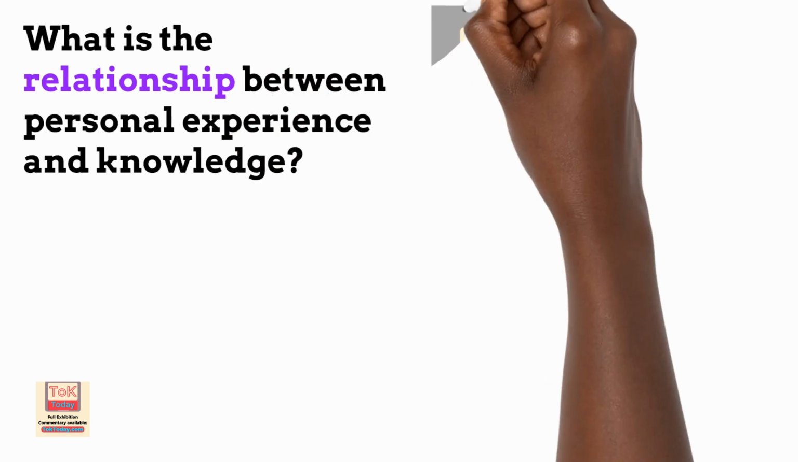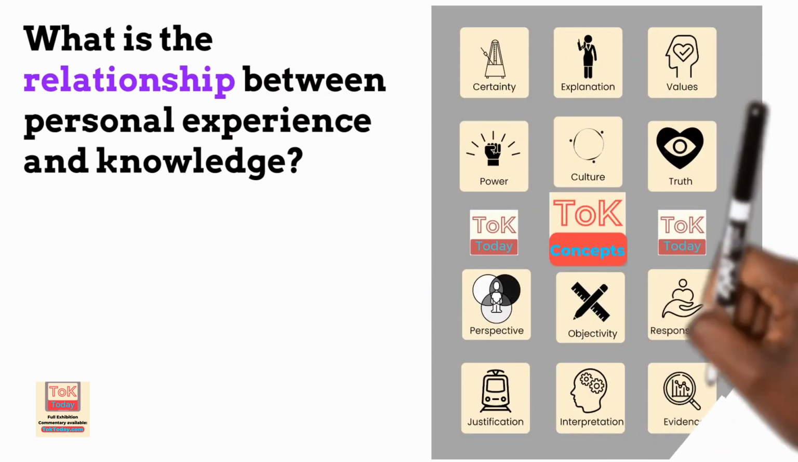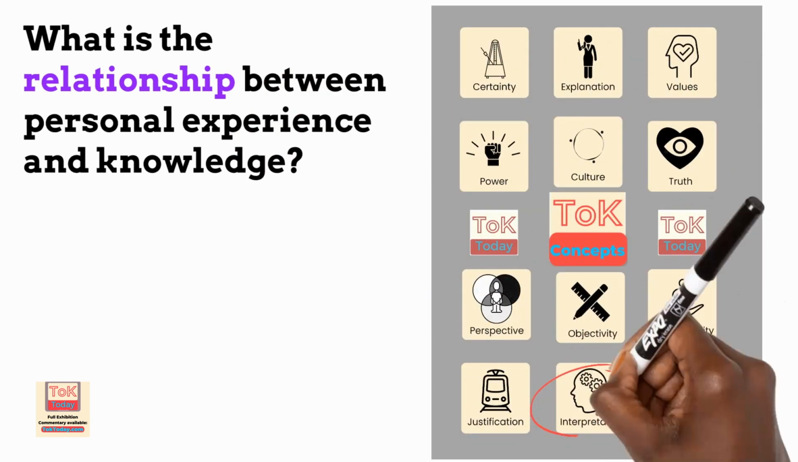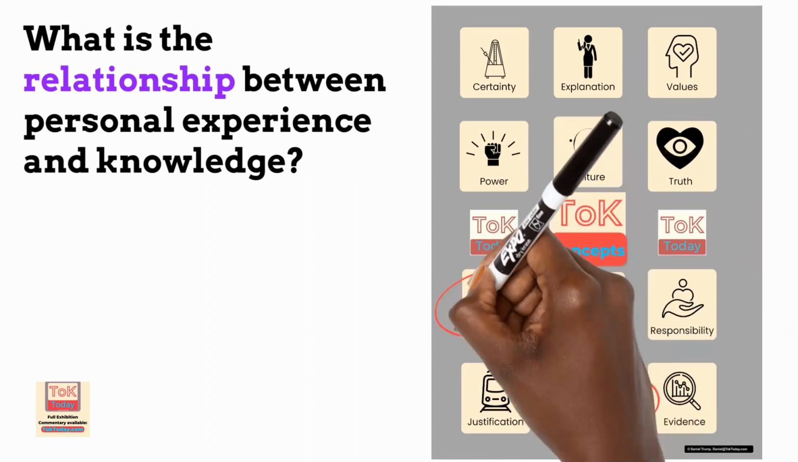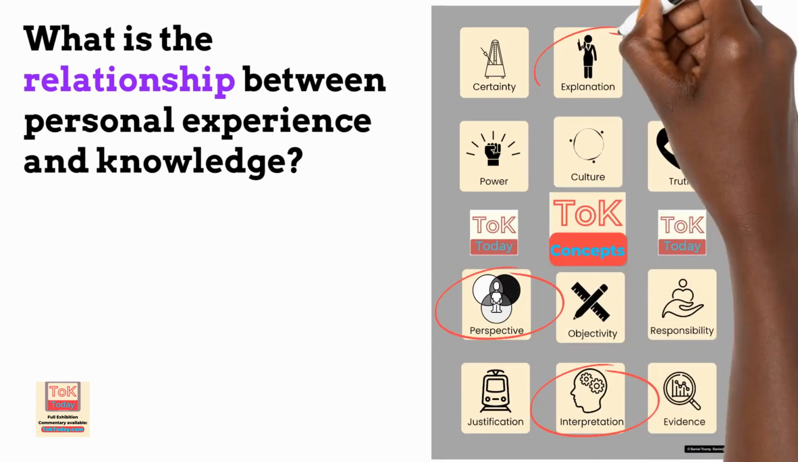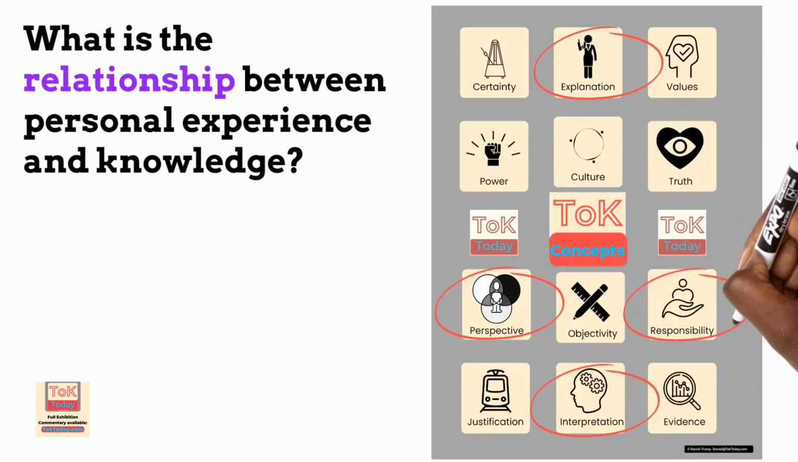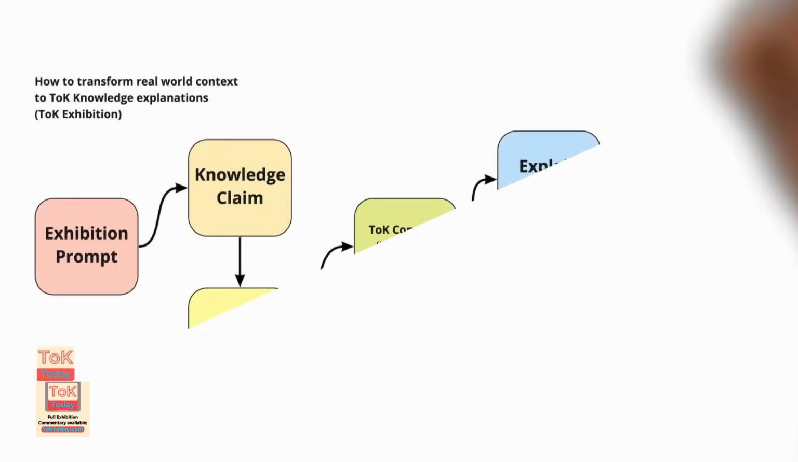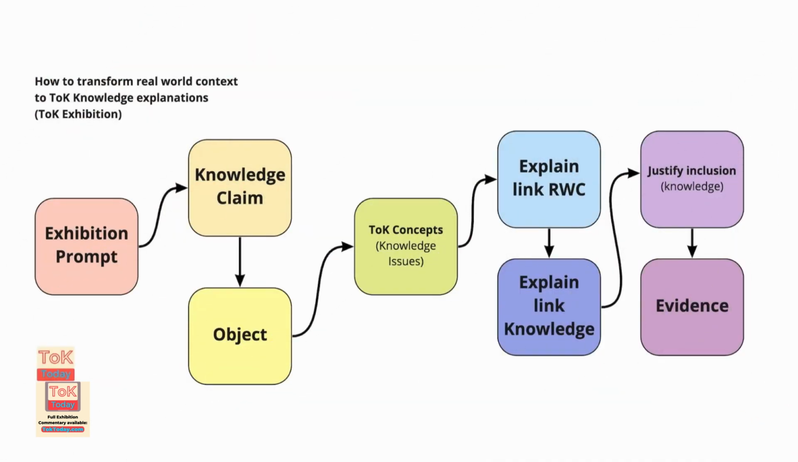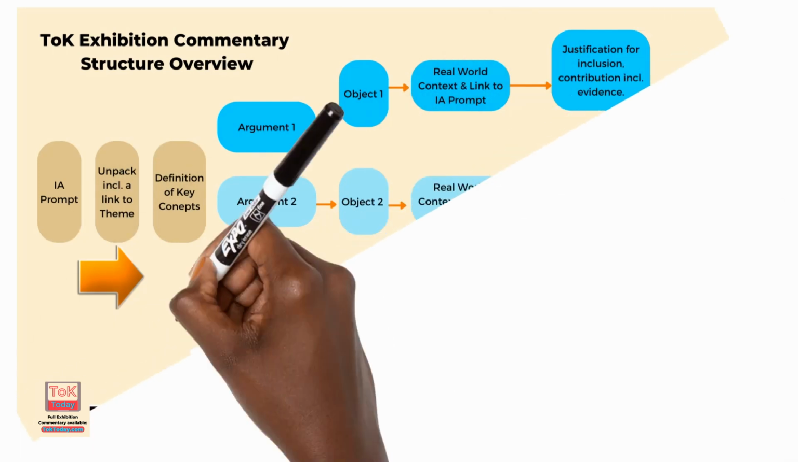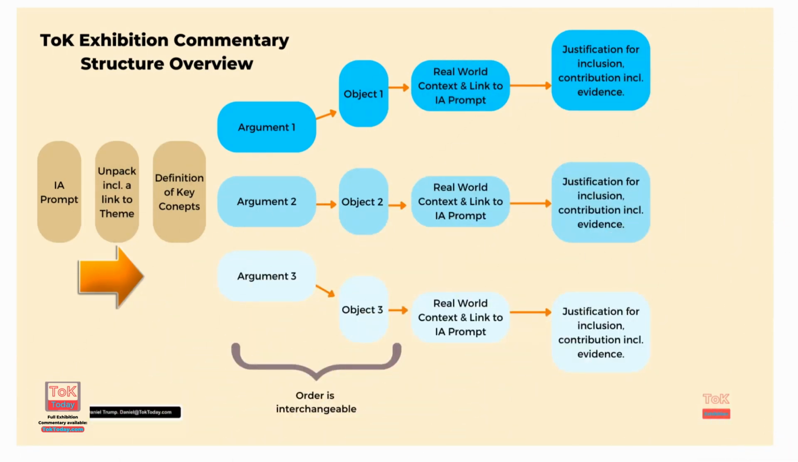As is usual, you may want to start with the ToK concepts, and the concepts that we might be interested in are things like interpretation, perspective, explanation, and responsibility. As ever, I would recommend using the ToK Today exhibition structure for one object, and the structure looks like this. You just follow the flow chart through to discuss one object. And if you do that, then the overall exhibition commentary looks like this.